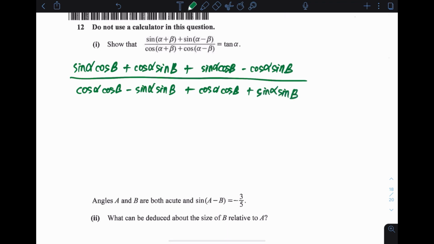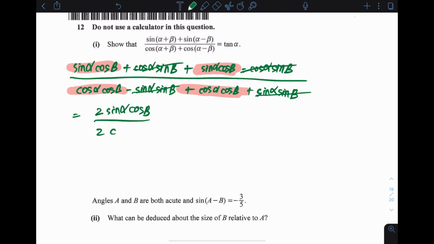There are some things here you can cancel. Cosine alpha and sine beta from the numerator, these two are repeated. Whereas for the denominator, sine alpha sine beta is also repeated. Now for the numerator we are left with these figures, which is duplicate. Likewise for the denominator, also a duplicate. So you will have two pieces of them, 2 sine alpha cosine beta divided by 2 cosine alpha cosine beta. Cancel the 2, cancel the cosine beta as well. Hence you'll get tangent alpha. Hence you have proven it. Very easy.